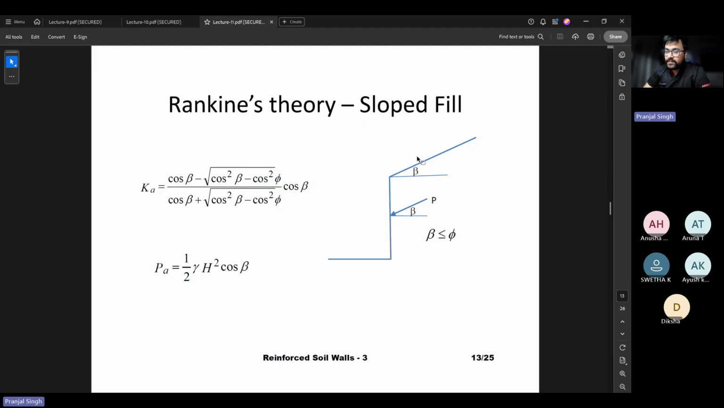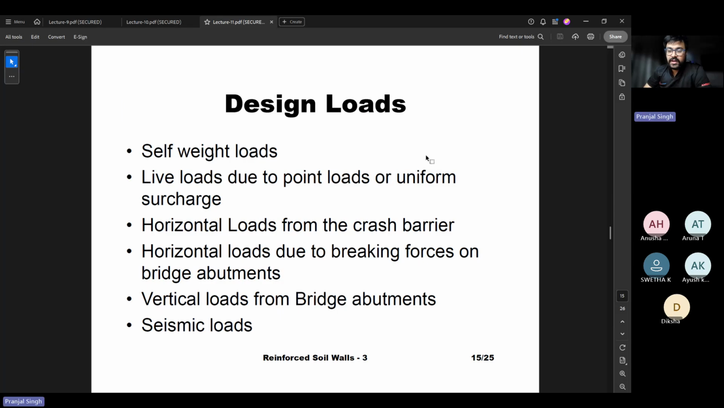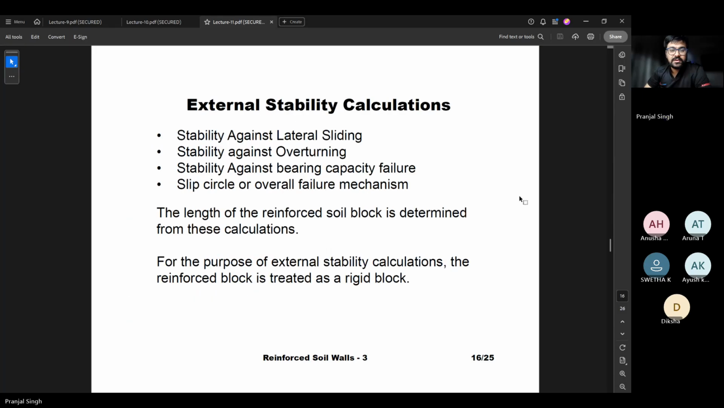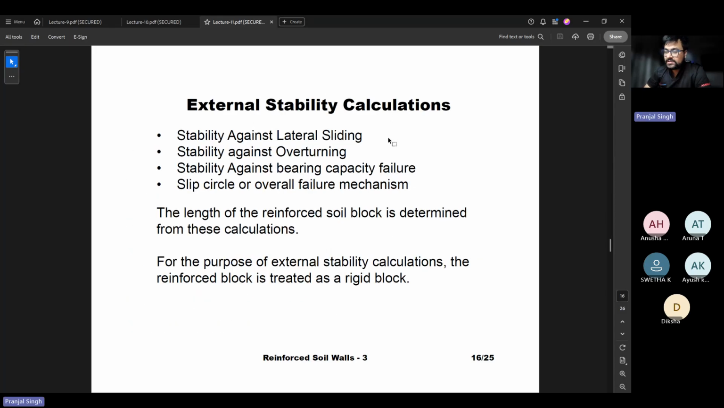And this is if you have a sloped fill, how does it vary? Coulomb's equation takes the roughness of the wall also into account. And then you have the design loads. You have internal stability, external stability. Internal stability is the slope stability. External stability involves all this.